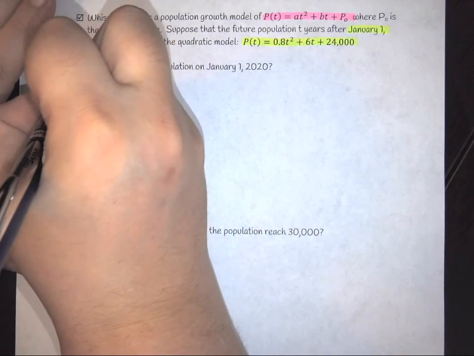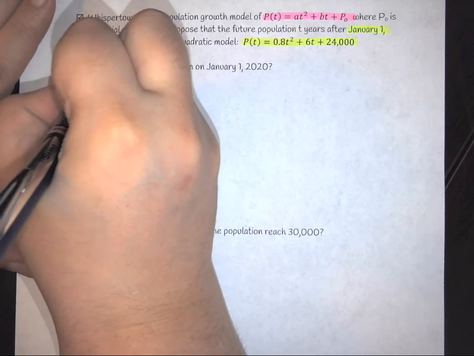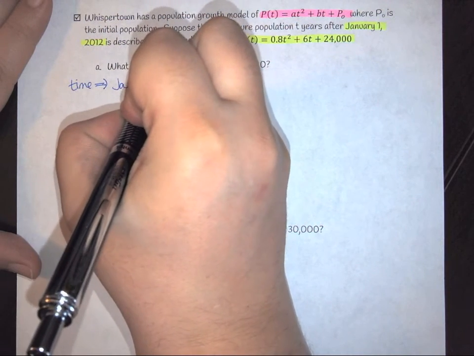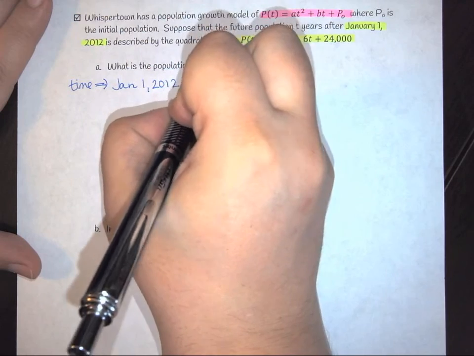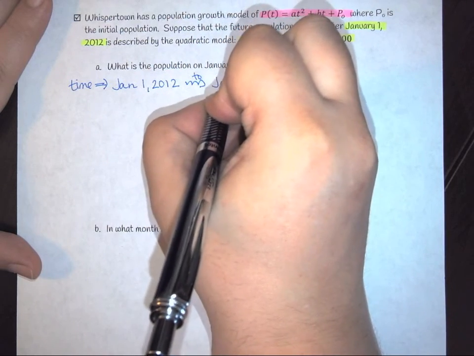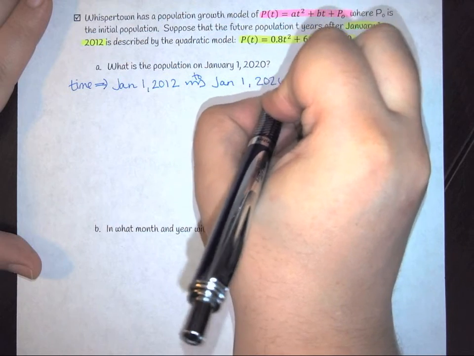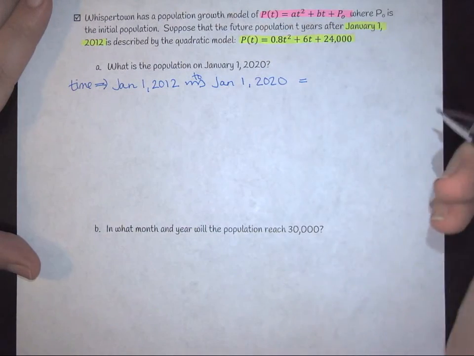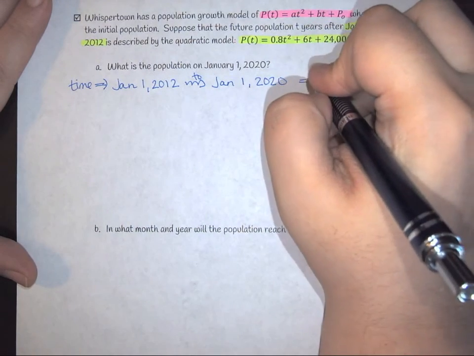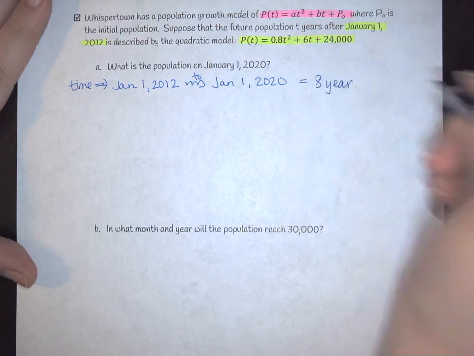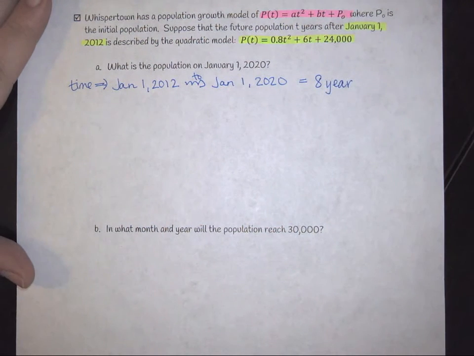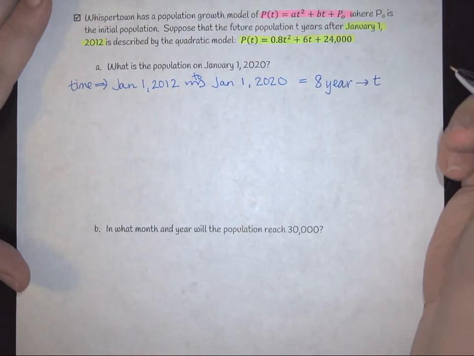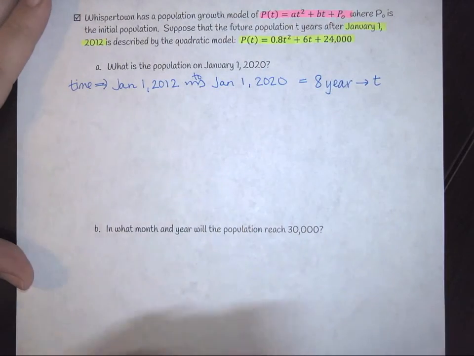So when we are looking at the time, we are going to go from January 1st, 2012 to January 1st, 2020. Means the only thing changing is the years. Therefore, you can take 2020 minus 2012 and you get that this is an 8-year difference. Okay? Therefore, this is my t value. So anywhere I have a t in here, I have to substitute 8.